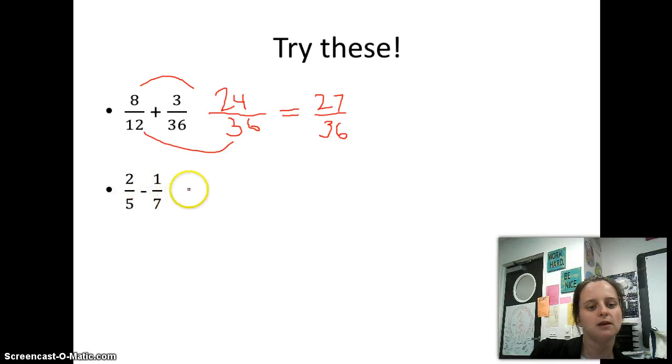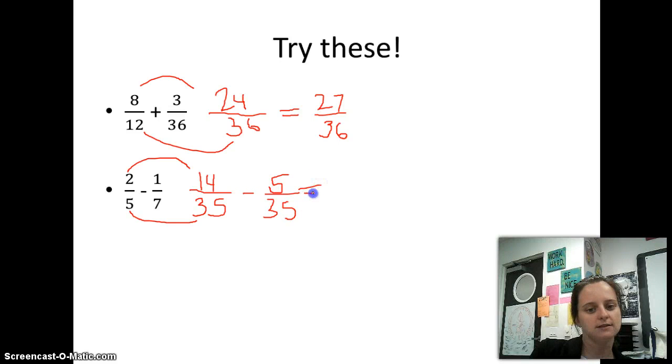2/5 minus 1/7. Hopefully you found common denominators of 35, because 5 times 7 is 35, and that is the lowest common multiple they have in common. Because I had to change both denominators, I'm going to write both fractions over. So 5, I had to multiply by 7 to get to 35. So I'm going to multiply 2 by 7 to get to 14. Good. And then I do the same thing with my second fraction. 7 times 5 was 35. So 1 times 5 is 5.